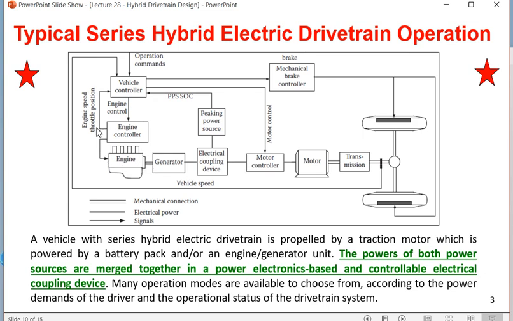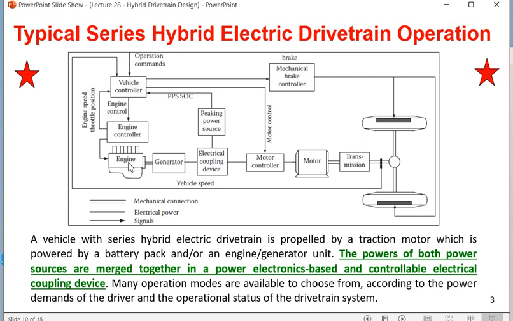Engine operation is being closely tracked and closely controlled, and this engine controller has to report everything to the vehicle controller. So the vehicle controller is, you can say, the principal of the whole system, and the engine control is like a HOD, right? And the engine, generator, all these things are, you can say, teachers. So the vehicle controller principal has control over the HOD, and the HOD has control over the teachers. This is the hierarchy.